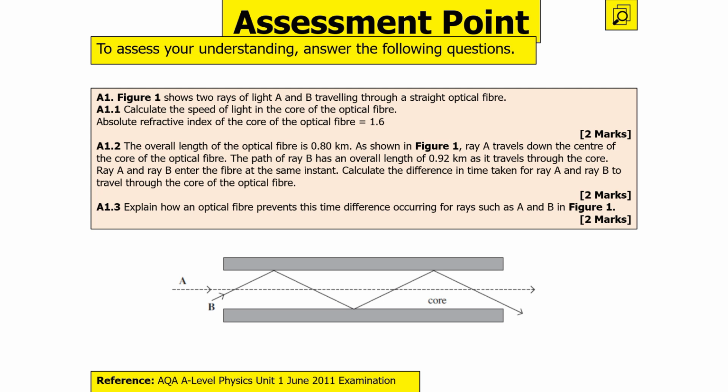Ray A and ray B enter the fibre at the same instant. Calculate the difference in time taken for ray A and ray B to travel through the core of the optical fibre, and then explain how an optical fibre prevents this time difference from occurring for rays such as A and B in figure 1. So pause the video now, then unpause the video when you want to go through your answer.